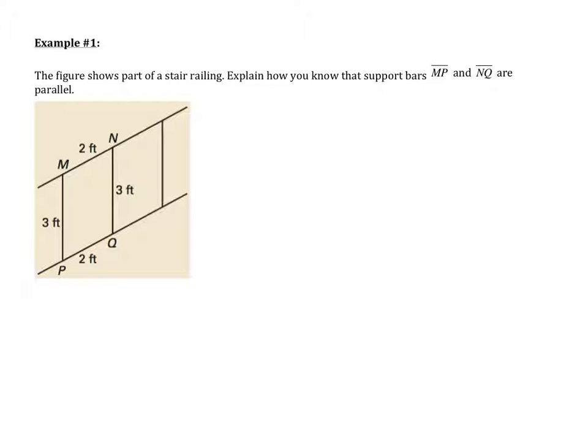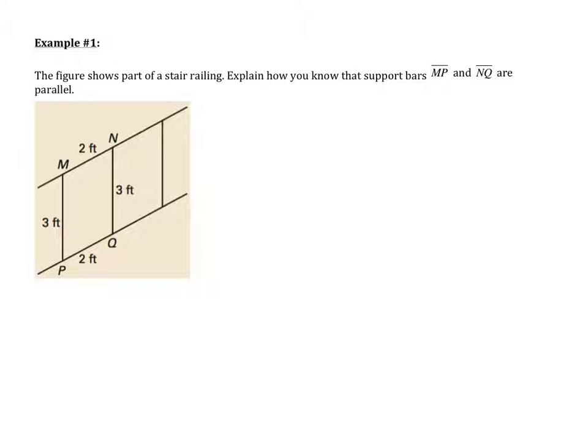Now let's look at example number 1. It says the figure shows a part of a stair railing. Explain how you know that support bars MP, which is right here, and NQ, right here, are parallel. So if we can prove that this quadrilateral MNQP is a parallelogram, then I would know that opposite sides are parallel by the definition of a parallelogram.